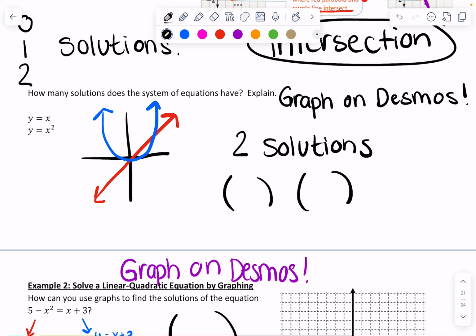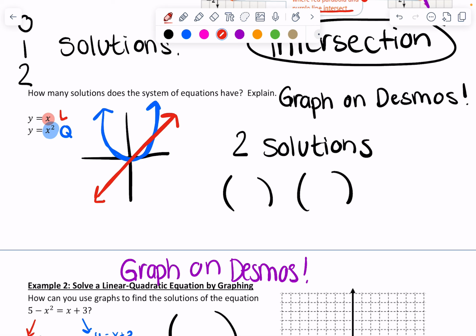So firstly, we're going to see how we can do this by graphing. So just want you to go to Desmos, and I want you to type in these two functions. Now in Desmos, or even in our graphing calculators, we don't need to include the y. So we just need to type in x and x squared. And when we do, you guys, you're going to see something like this. You're going to see our blue graph, which is our quadratic. And then you're going to see our straight line, which is red, and that is our linear function.